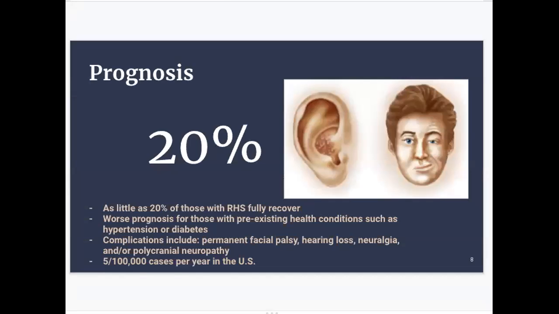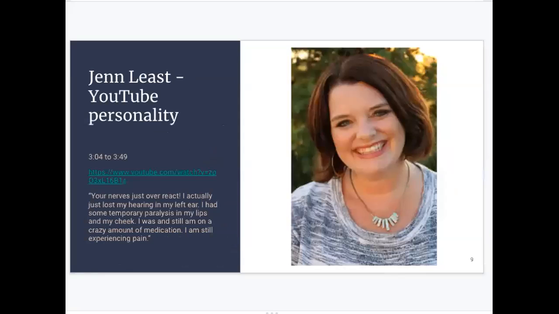Prognosis. Unfortunately, as little as 20% of those with RHS fully recover, and there is a worse prognosis for those with pre-existing health conditions such as diabetes or hypertension. Complications of RHS include permanent facial palsy, hearing loss, neuralgia, which is pain caused by irritated nerves, as well as neuropathy, which is weakness and numbness of nerves. And an interesting statistic is that 5 out of 100,000 cases per year in the United States are RHS cases. Here's a look at a quick case study.